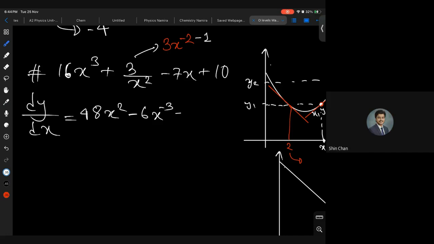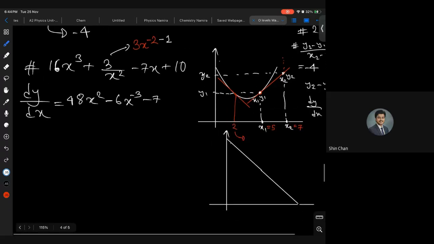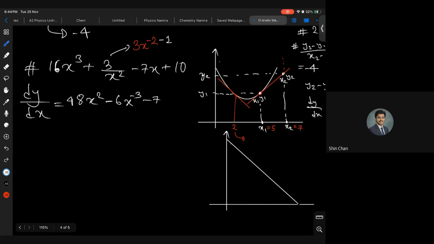Okay. And then what would be the next value? Minus 7. And we won't write this one because 0 multiplied by 10 would be 0. And it doesn't matter if it's a known graph or an unknown graph, you can do it anyway.